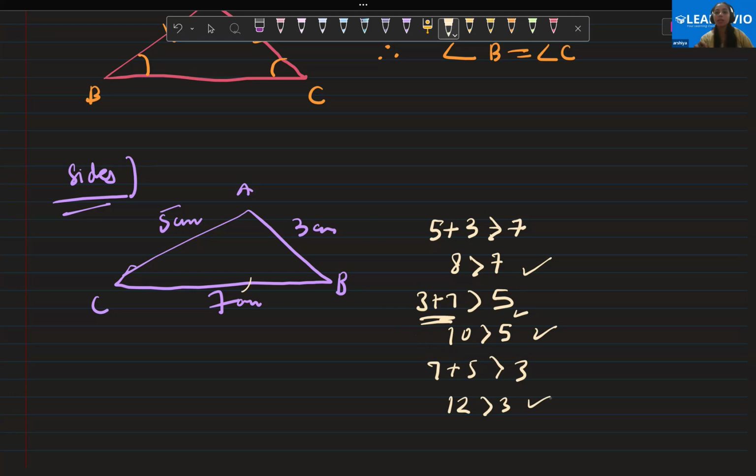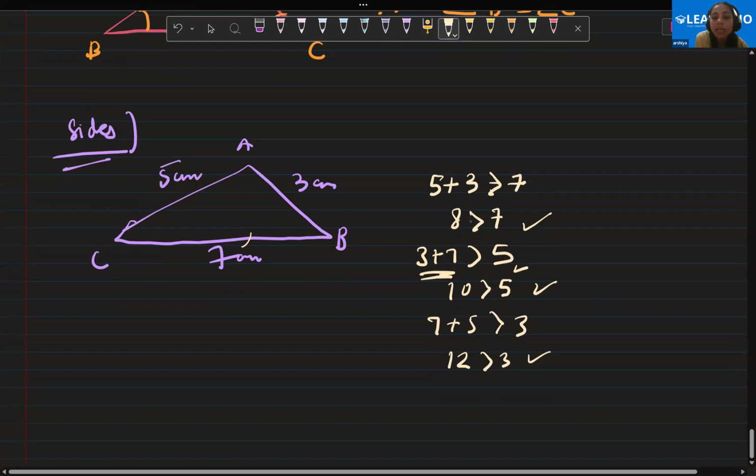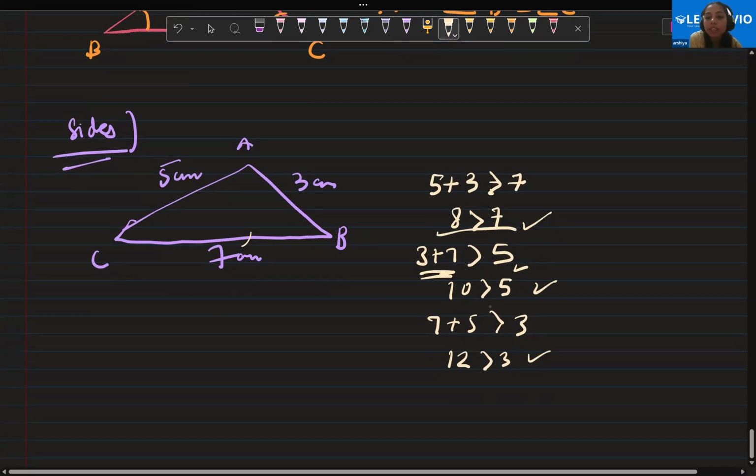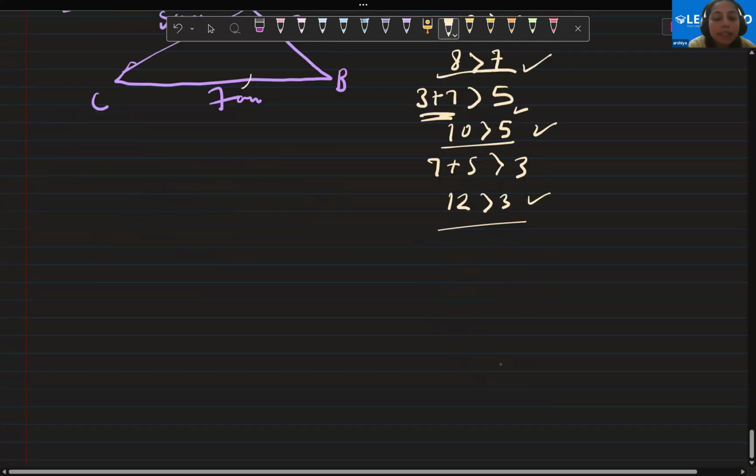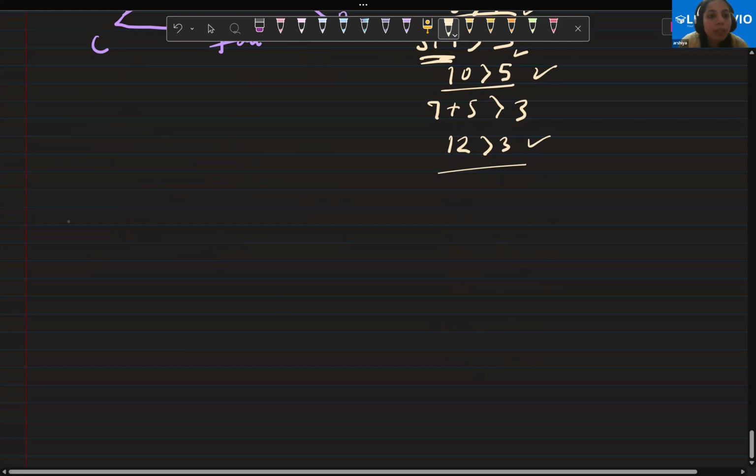Now what's the purpose of this? If this is valid for all three sides, like the first is correct, the second is correct, and the third is also correct, that means we can form a triangle. So this triangle is possible. Now let's see a case where it's not possible. Let's say I have a triangle.